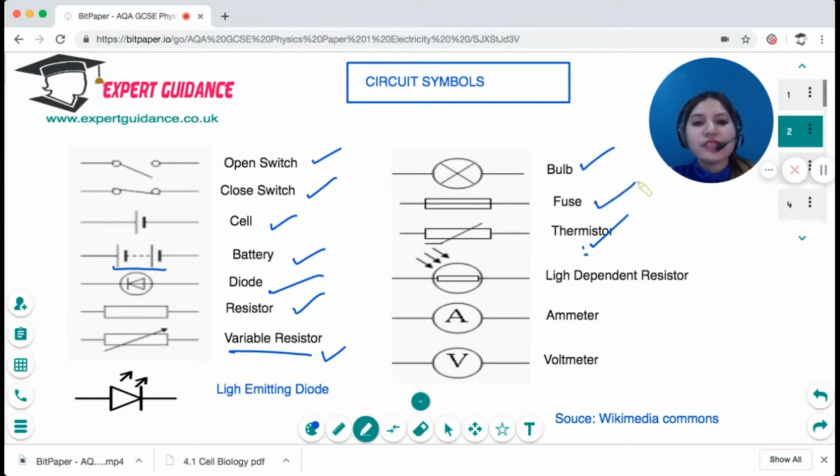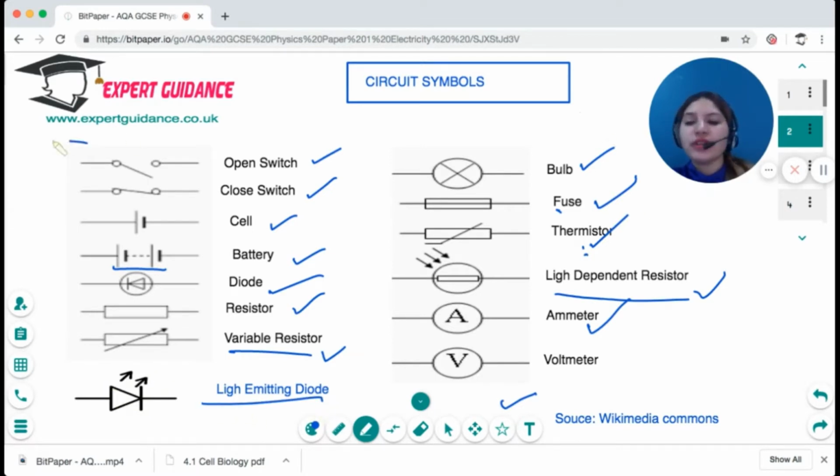A fuse is a device which breaks the circuit when a current greater than the threshold is passed on to it. So it's a box with a line in the middle. Then if on a resistor you draw arrows coming down, that's a light dependent resistor whose resistance depends on light. A circle and an A is an ammeter, which is a device that is used to measure the current in a circuit. And V is a voltmeter that is used to measure the potential difference in a circuit. And then if you put a triangle and an arrow going up, that is a light emitting diode. Okay, so I hope these circuit symbols are clear to you.